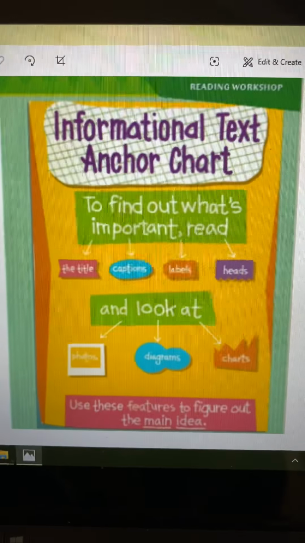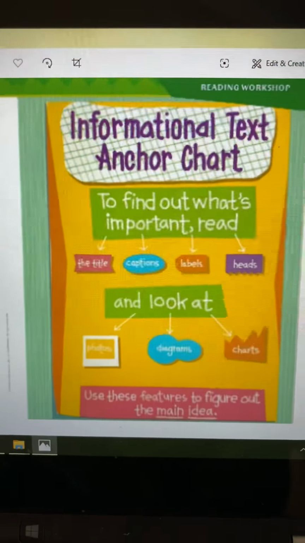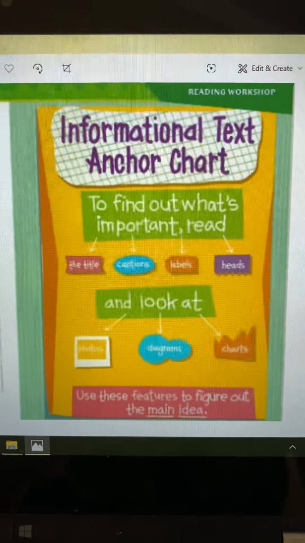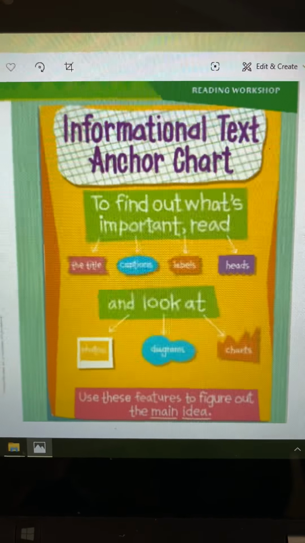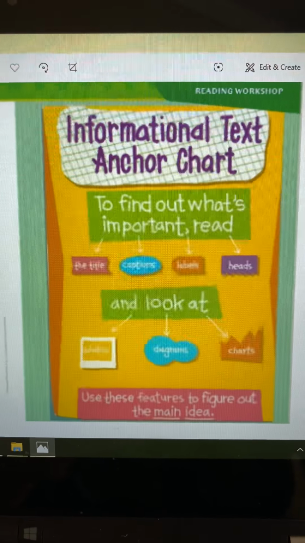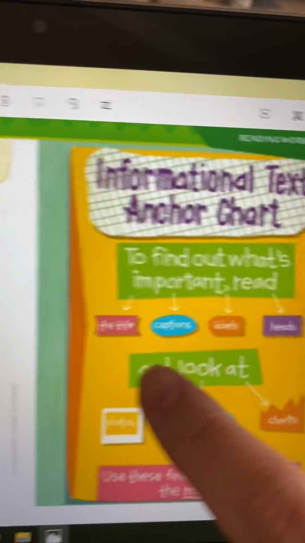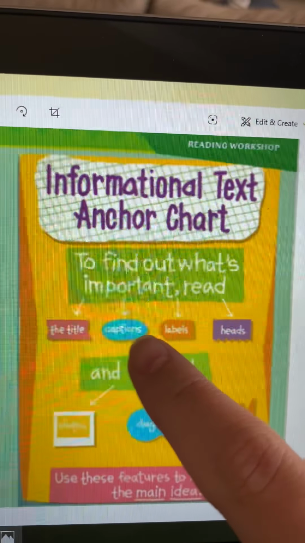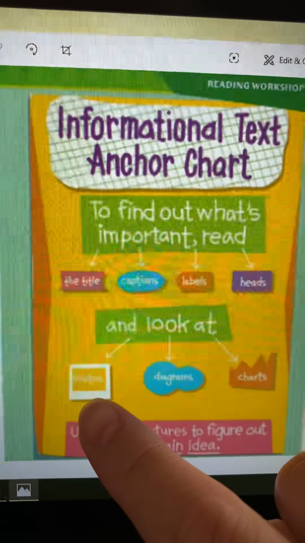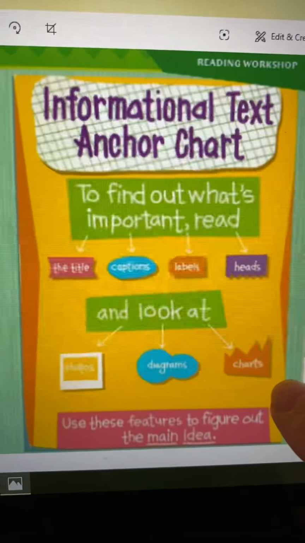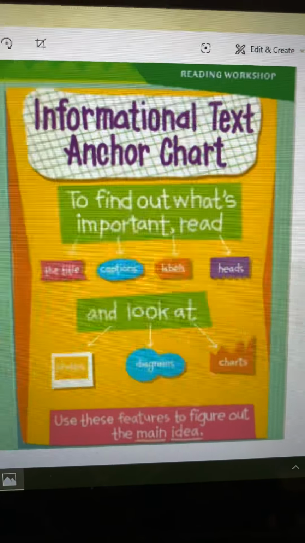So why do we read informational text? What's the whole purpose of reading informational text? Do you guys remember? If you said we read informational text to get information, you are absolutely right. It is to find out what's important, and then you, of course, read. So inside an informational text, you are going to see the title, you will see captions, labels, and heads. And you will look at photos, diagrams, charts. And then it says you use these features to figure out what the main idea is.